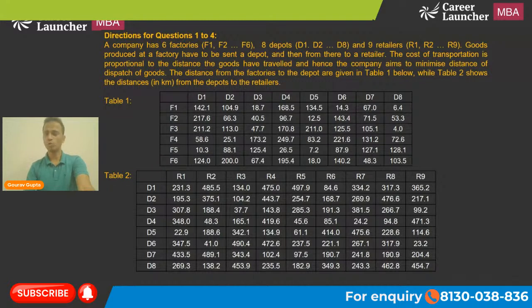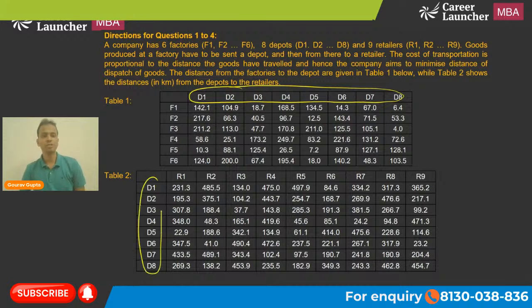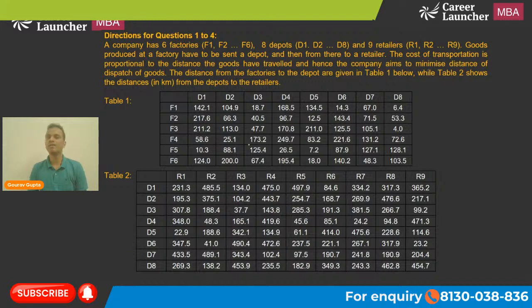I hope you are able to understand what we have to actually do. So let's read this data. A company has 6 factories, F1, F2, F3, and so on up till F6, as you can see in the first table. So we have 6 rows here, and 8 depots, D1, D2, D3 up till D8, and depots are also mentioned in the second table. And then there are 9 retailers, R1 up till R9.